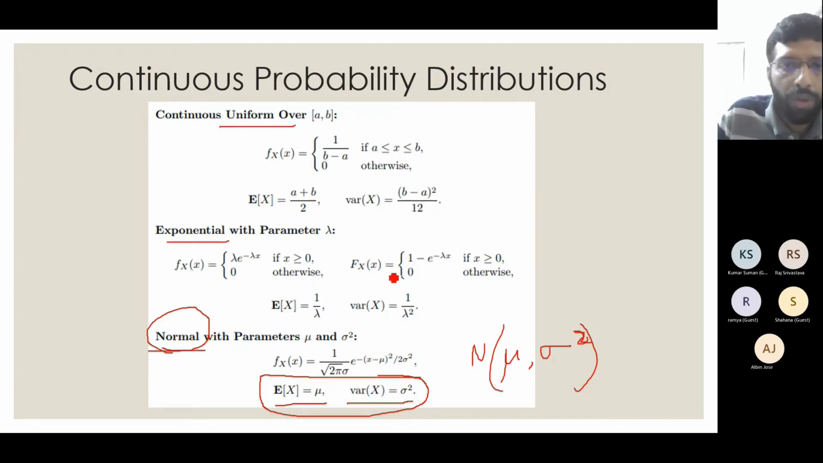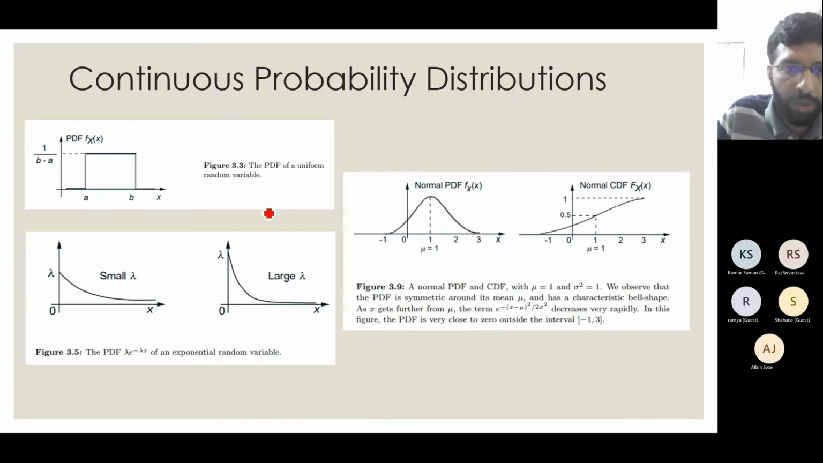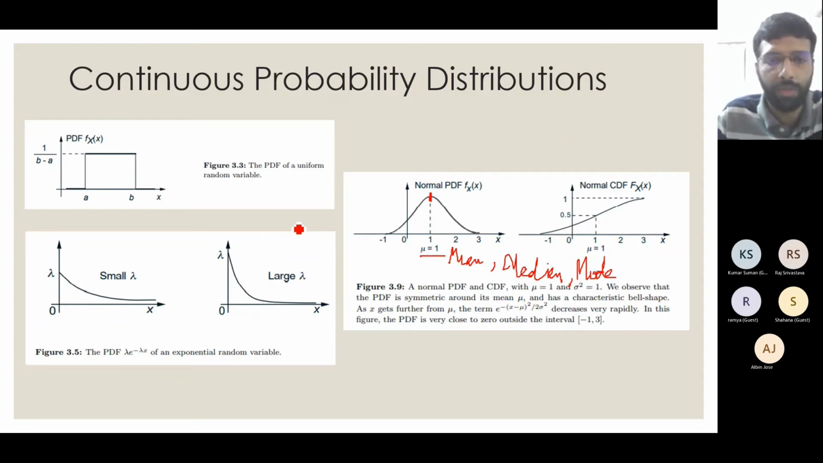The plots were explained by Shirish in the last session, so I will not go into detail. If you plot it, the normal PDF will look something like this, and the CDF something like this. In the plot shown here, the mean is 1. The shape is, as you know, a bell curve. At the value of mu, the mean, median, and mode are the same. So for a normal distribution, all three are at the point mu, and given the mean, you can find the median and mode.